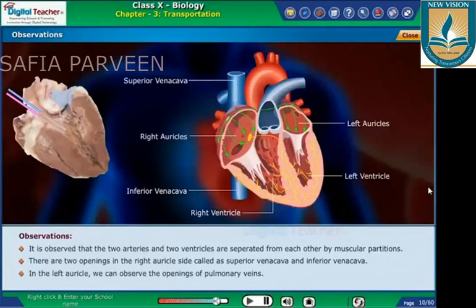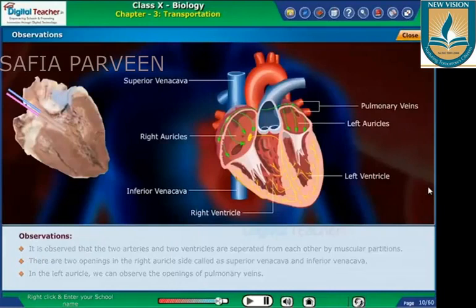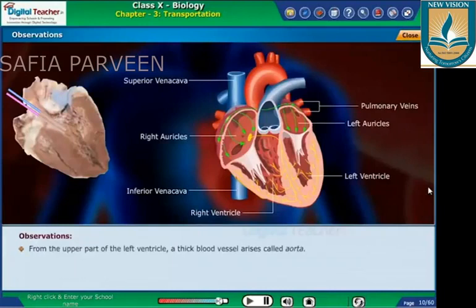In the left auricle we can see that there are pulmonary veins which open directly into the left auricle. Just below the pulmonary veins there is an opening. These 2 openings are of pulmonary veins.